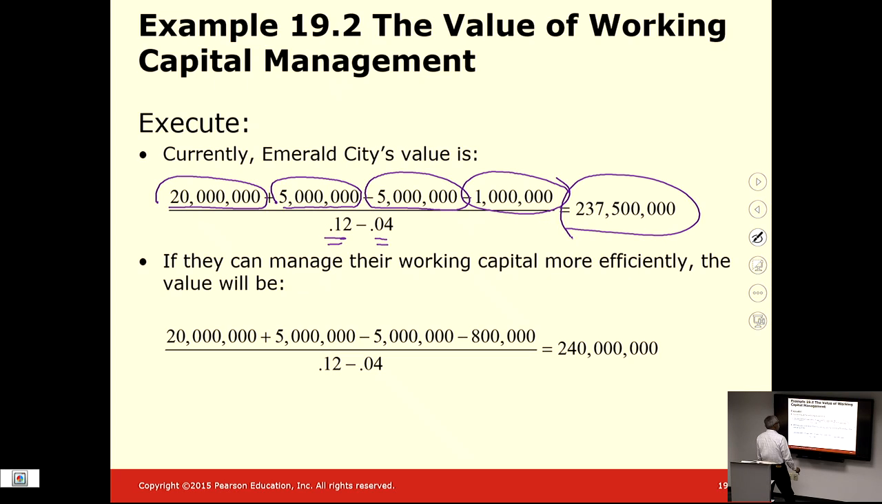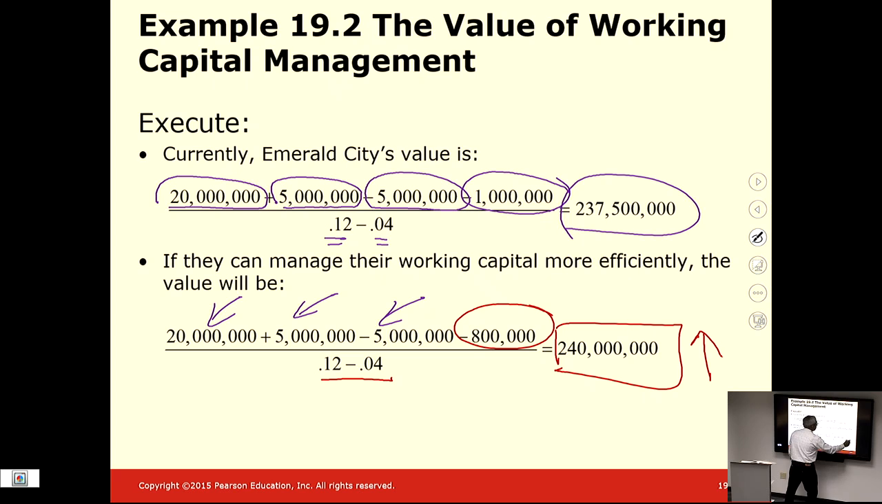If they're more efficient in managing their net working capital, this remains the same, this remains the same, this remains the same. The change is over here. R minus G remains the same, so thus the value of the firm goes up. So a reduction in net working capital increases the value of the firm.